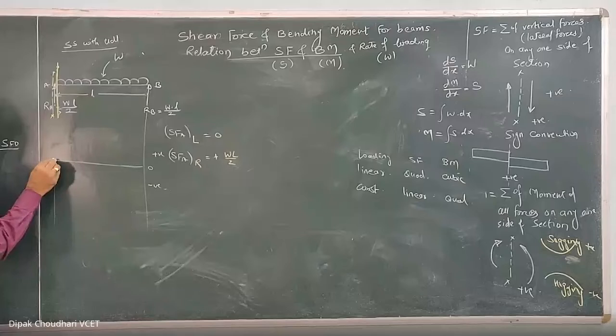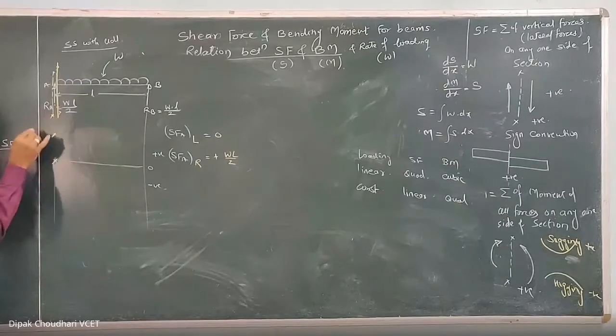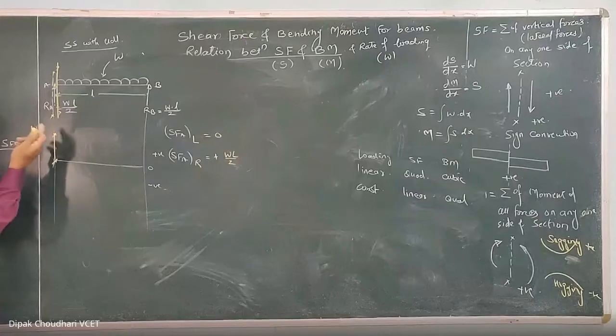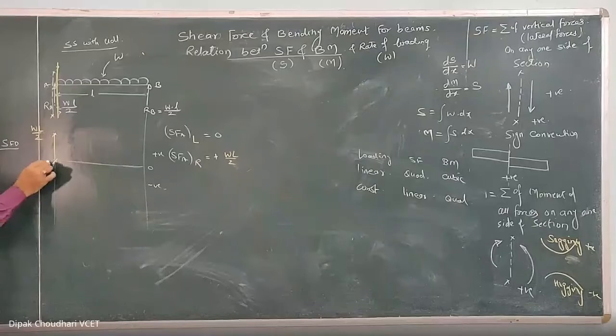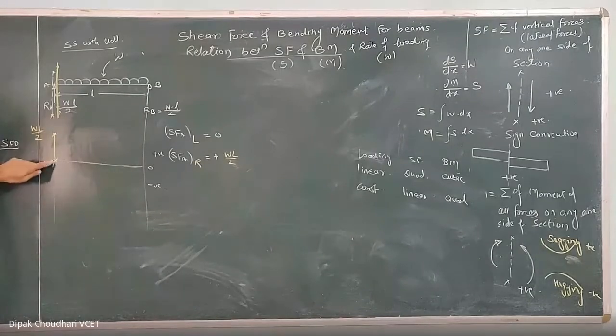Here the shear force is 0 and here the shear force is WL/2. And this is the vertical straight line. There is a sudden change in the shear force because of this point load. It is 0. This is the value of the shear force at A on the right hand side.